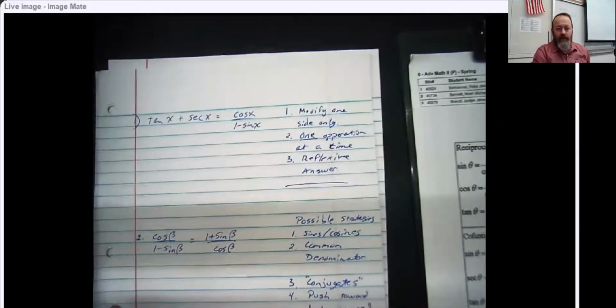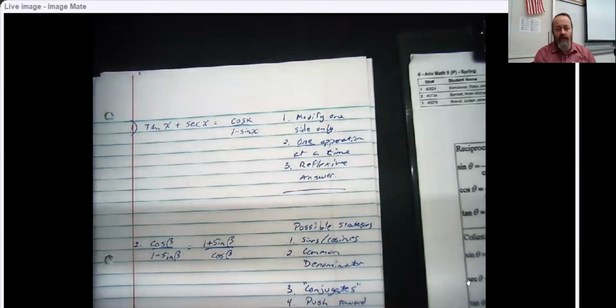So anyway, let's just get started with what I have laid out for you. The first thing is, when you deal with trig proofs, I have a series of rules that we have to deal with. One of them is that when you look at a trig proof, you can only modify one side. So when you look at the problem, you always want to decide which one looks more obnoxious, which one looks like there's more work to be done.